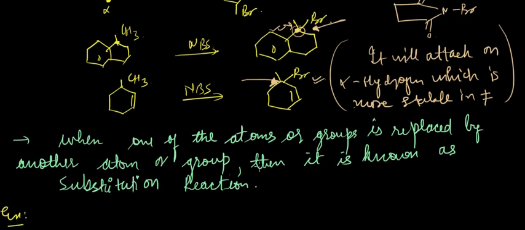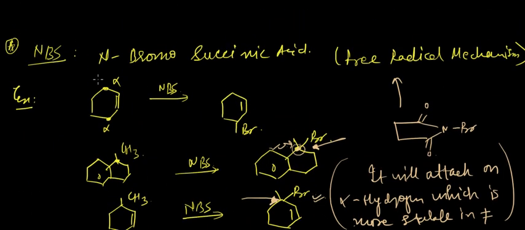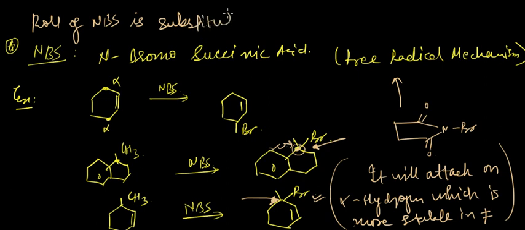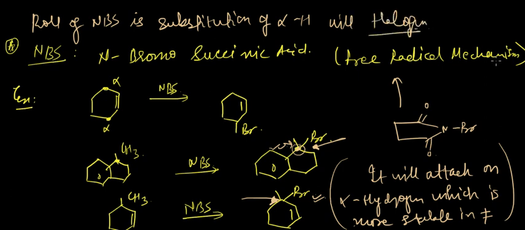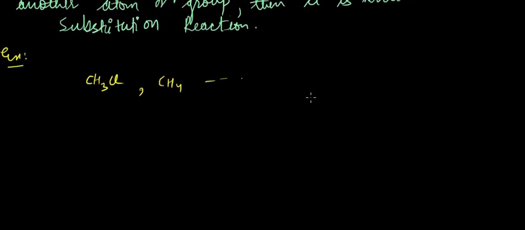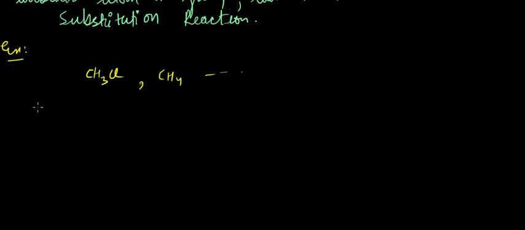So the role of NBS is that the alpha hydrogen is replaced by halogen by a free radical mechanism. Let me write it here: the role of NBS is substitution of alpha hydrogen with halogen. So this is all about N-bromosuccinimide and substitution reaction.